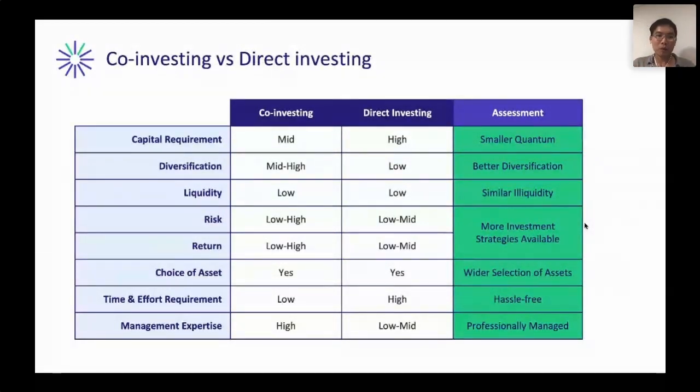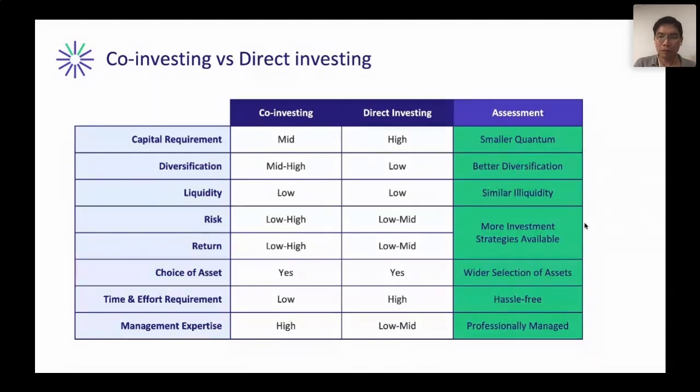Now, what we're doing in the next two slides is comparing co-investing with direct investing and with REITs. The table shows the comparison across multiple variables between co-investing and direct investing for this case. Variables range from capital requirements and diversification, all the way down to management expertise.